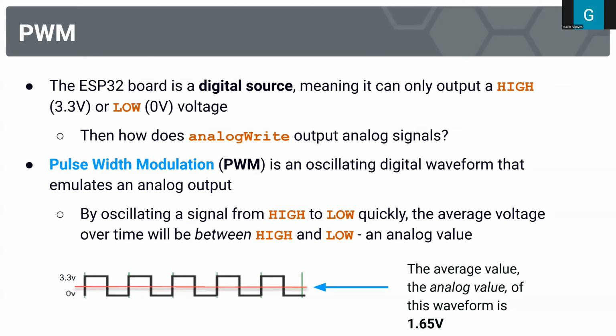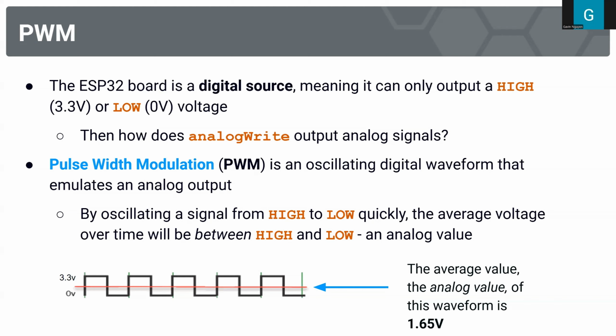So how does analogWrite then output analog signals between 0 and 3.3? Like how does it do 1.65? The way it does this is through pulse width modulation, or PWM for short, which is an oscillating digital waveform that emulates an analog output.